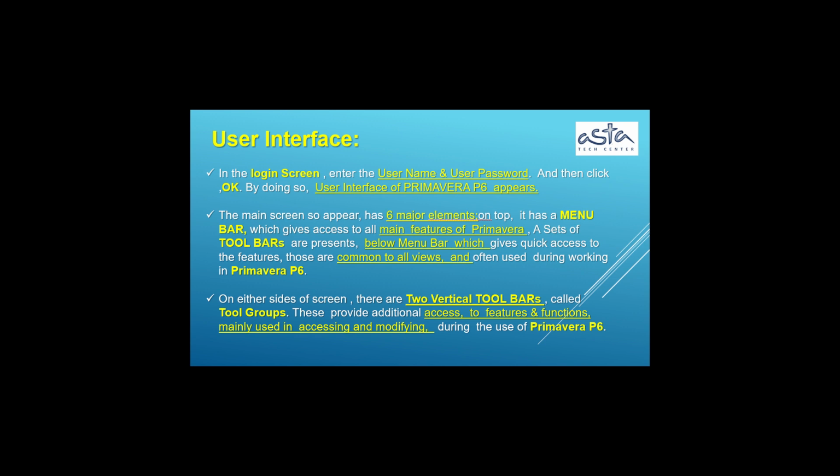User interface. In the login screen, enter the username and user password, and then click OK. By doing so, the user interface of Primavera P6 appears. The main screen has 6 major elements. On top it has a menu bar, which gives access to all main features of Primavera. A set of toolbars is present below the menu bar, which gives quick access to the features that are common to the views, often used while working in Primavera P6. On either side of the screen, there are 2 vertical toolbars, called tool groups. These provide additional access to features and functions, mainly used in accessing and modifying during the use of Primavera P6.